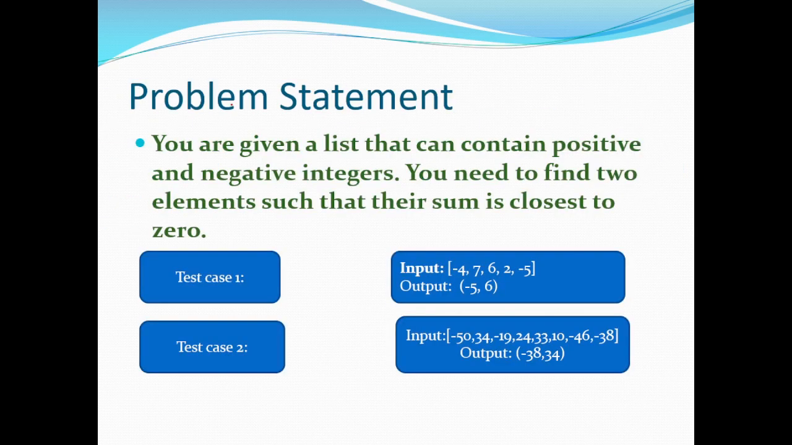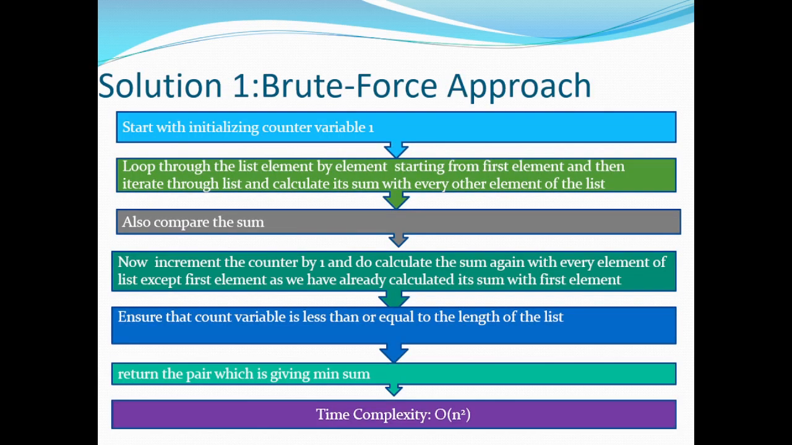Okay, so what will be given to us is a list having some values. The input is like this: -4 7 6 2 -5, and the output will be like this. Another test case is this. So we will use two approaches. The first one is very simple, and the other one we will use is by sorting, or you can say the optimized approach. So let's start with the first one.